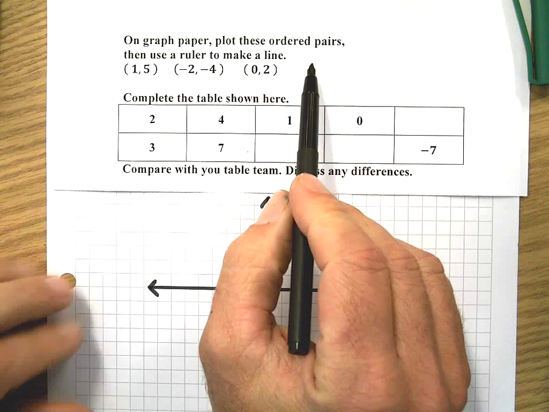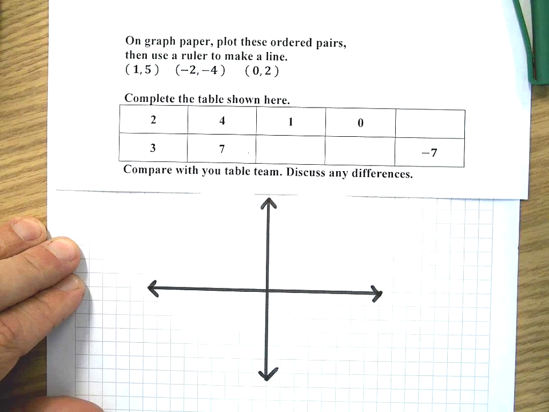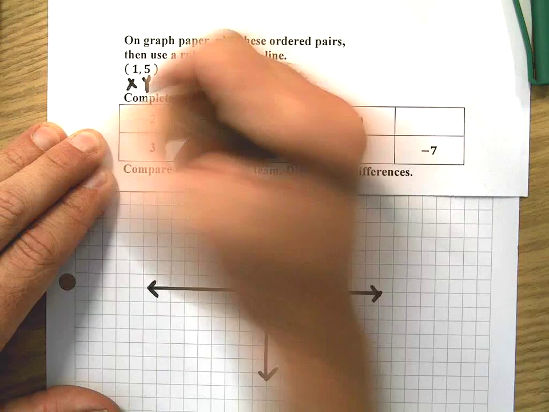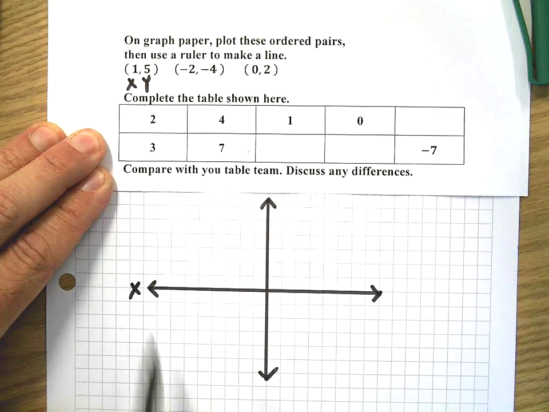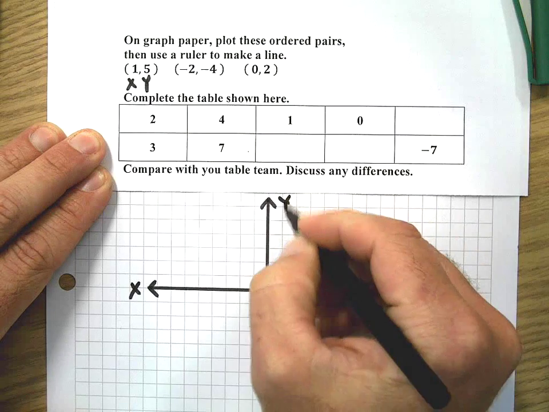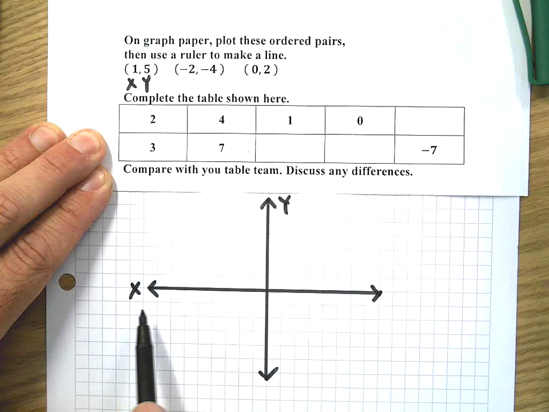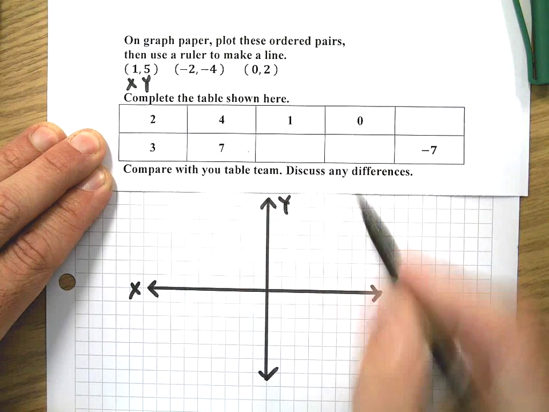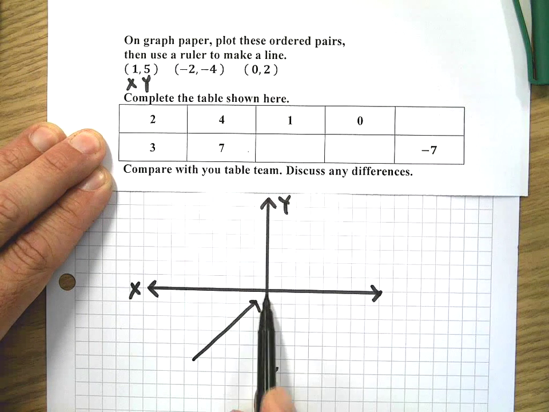On graph paper, plot these ordered pairs, then use a ruler to make a line. In order to plot an ordered pair, you must remember their x and y, and the axes are x and y. So to do the x, you're going to go left and right. To the y, you're going to go up and down. You always start at this spot, which is, do you know what this is called right here?